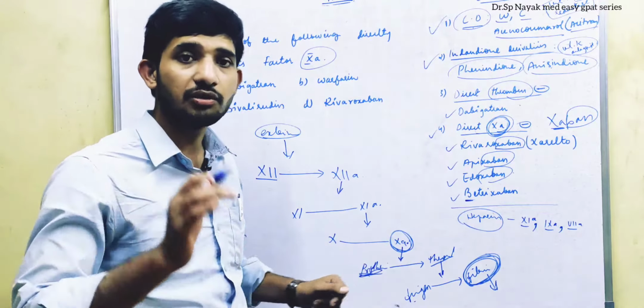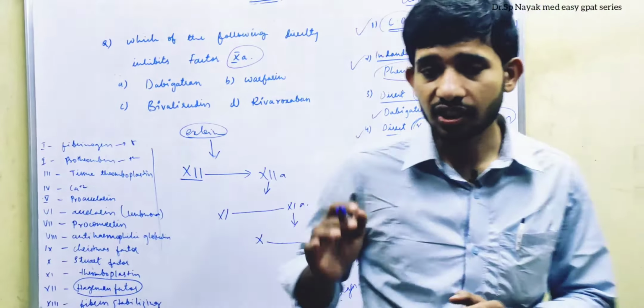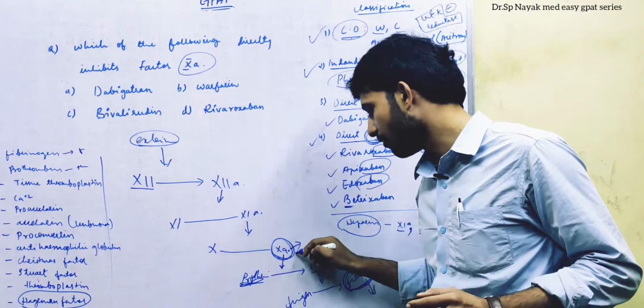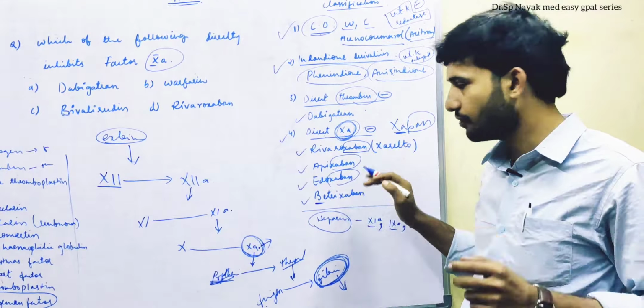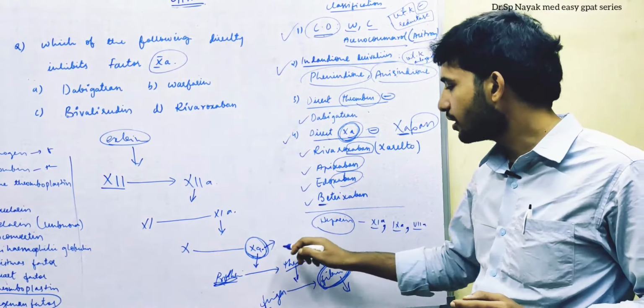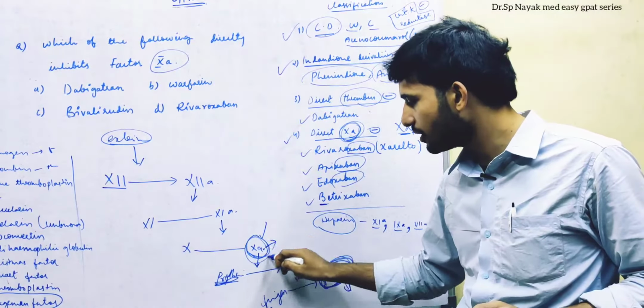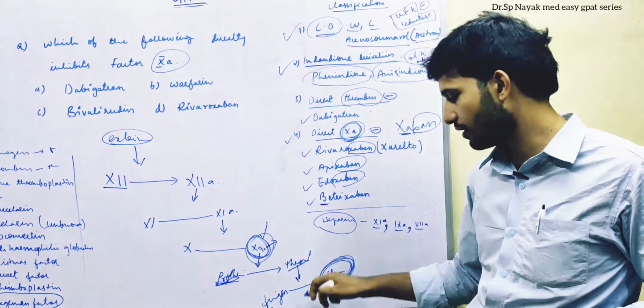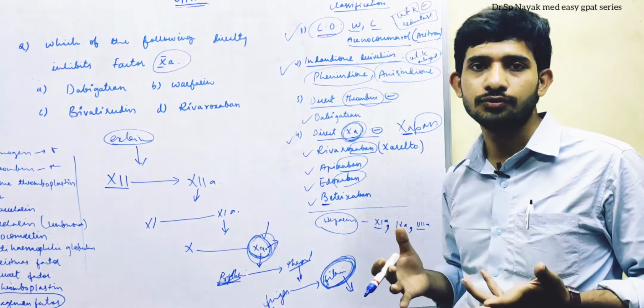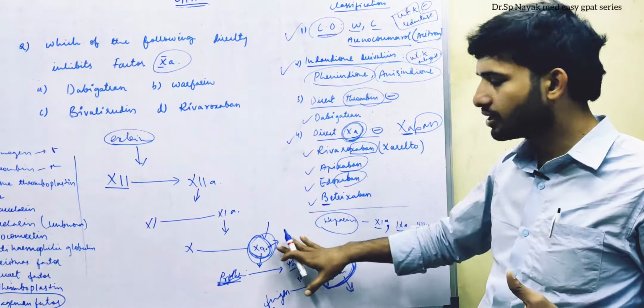Okay, so we have some drugs which directly inhibit factor 10A. The drugs that directly inhibit 10A are Xabans. I previously told you regarding the classification. So Xaban drugs will directly inhibit this factor, and by that it stops activation of prothrombin to thrombin, and further it will stop the clot. So this is the major function.